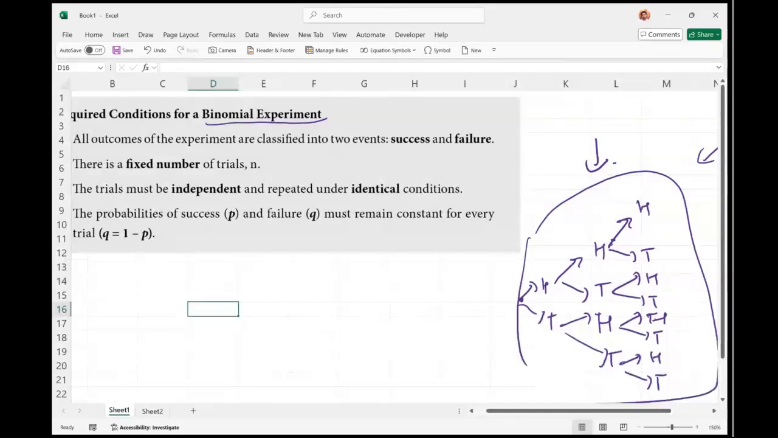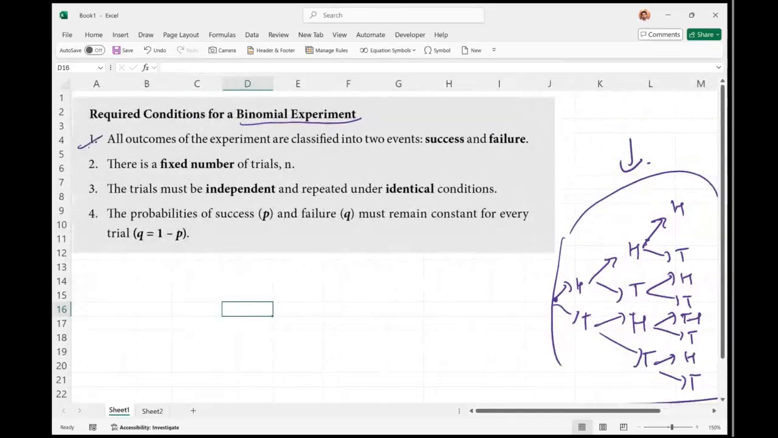Let's see. So I need to first of all know the requirements for the binomial theorem. These are the four requirements. The first one is that all the outcomes of an experiment are classified into the events of success and failure. So there can only be two outcomes. It means it can be success or failure. Success and failure are just the names. It can be yes or no also. It can be true or false also. So there will always be two outputs: yes, no, success, failure, true or false, head or tails.